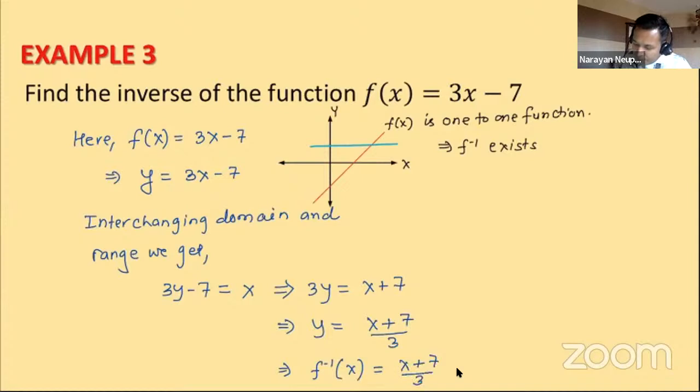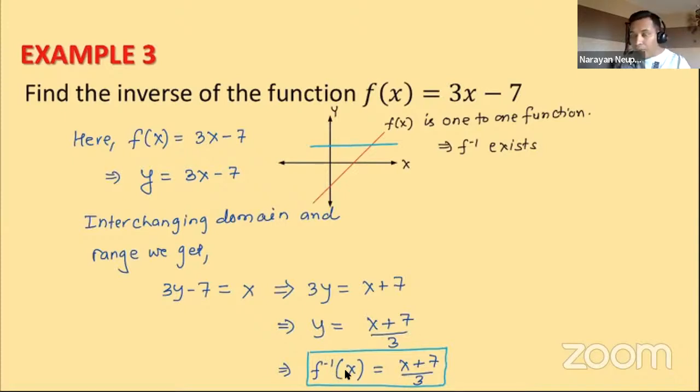So always remember, while finding the inverse, the first thing you need to check is whether the function is one-to-one or not, because we can find the inverse of a one-to-one function only. Once we know that it is one-to-one, we know that the inverse exists. Then, in order to find the inverse, you have to interchange the domain and range, that is, interchange the x and y values, and then solve for the new y. That new y value that you obtain is the inverse function.